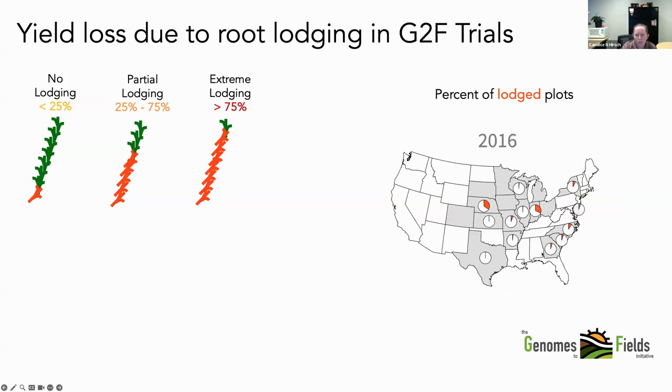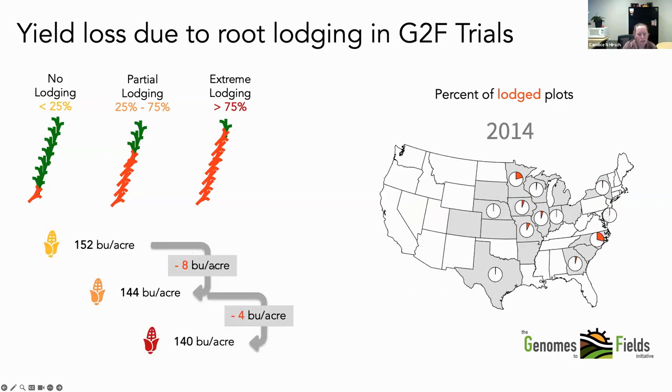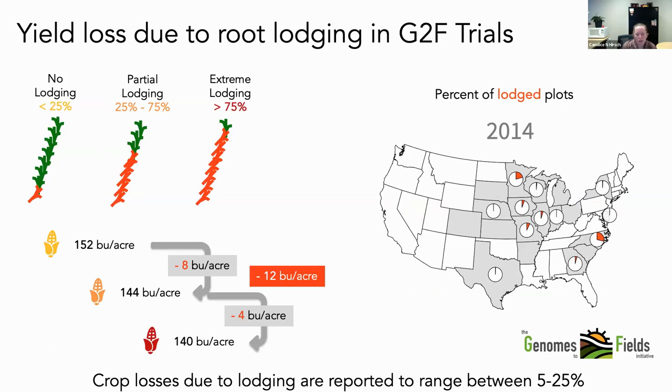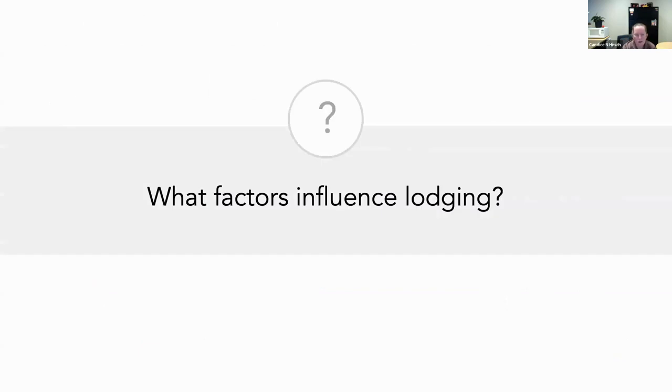And so we can see as we go through the different years that some of these have very severe lodging events, others have less lodging events. But as we took that lodging data and compared it to the yield, we see in this set of experiments about a 12 bushel per acre loss when we have partial to extreme lodging. And crop losses due to lodging are reported to range between 5 and 25%. So a substantial yield loss, and something that we wanted to take advantage of since we had the data. So we asked the question, what factors influence lodging?